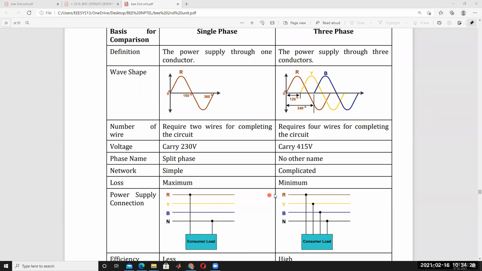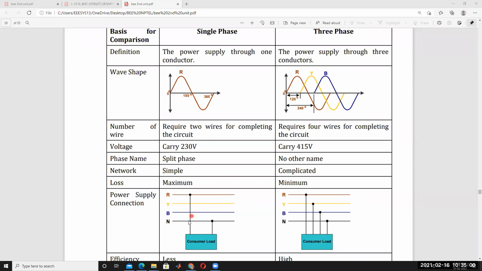For three phase, a load is connected between R, Y, B and neutral. For example, an agriculture motor is connected to all phases, R phase, Y phase, B phase. Only one motor, one machine, is connected to R, Y, B and neutral. But here, one machine, one motor, one load, is connected to only one phase and neutral. It's clear. This is called a single-phase system.